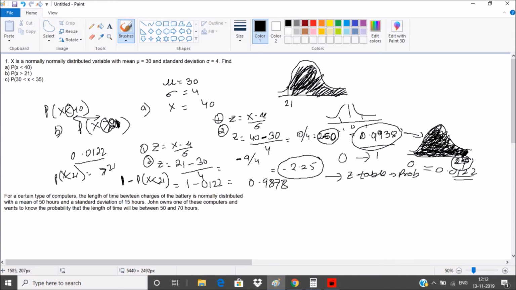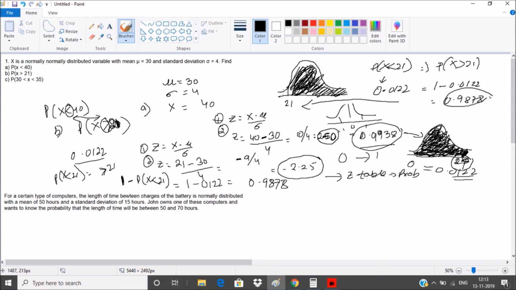So again, what we did was, when we look at the table, we get the probability of less than 21, and then in order to convert that to a probability of more than 21, we take the probability of less than 21, which was 0.0122, and subtract it from 1, so that we get a probability of 0.9878, right? Which necessarily means that 21 is on the left side of the normal distribution curve.